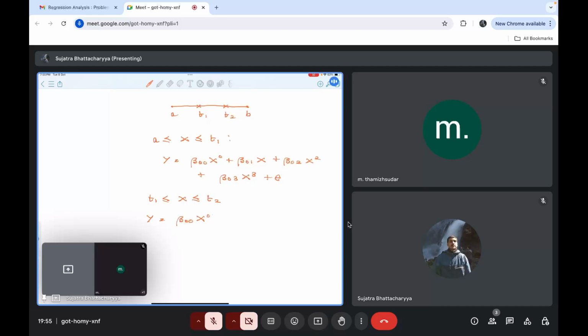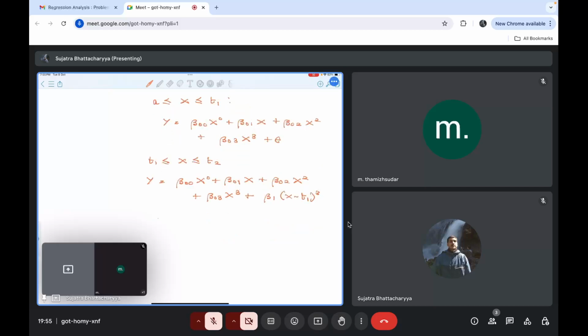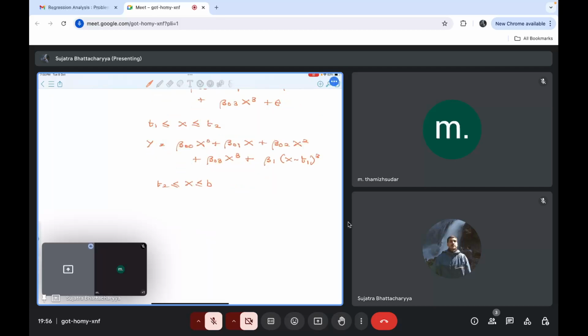So it will be x to the power 0. Same thing, you have to write the entire polynomial plus beta 1 into (x minus t1) cube. And if x is between t2 and b, then all the terms will be there.